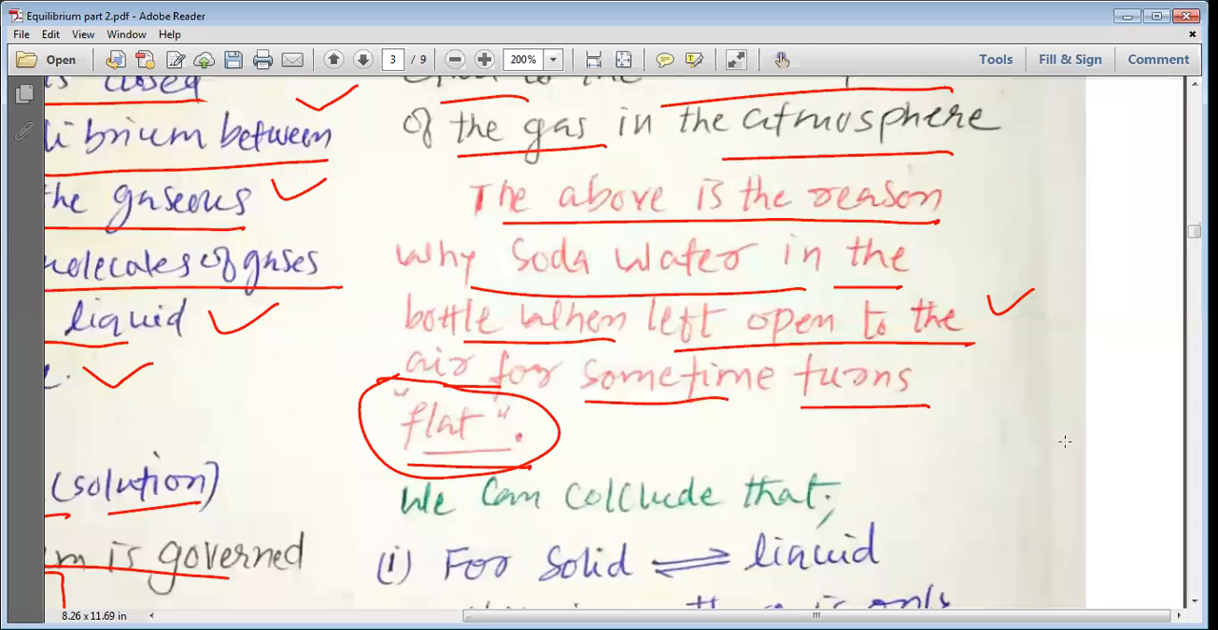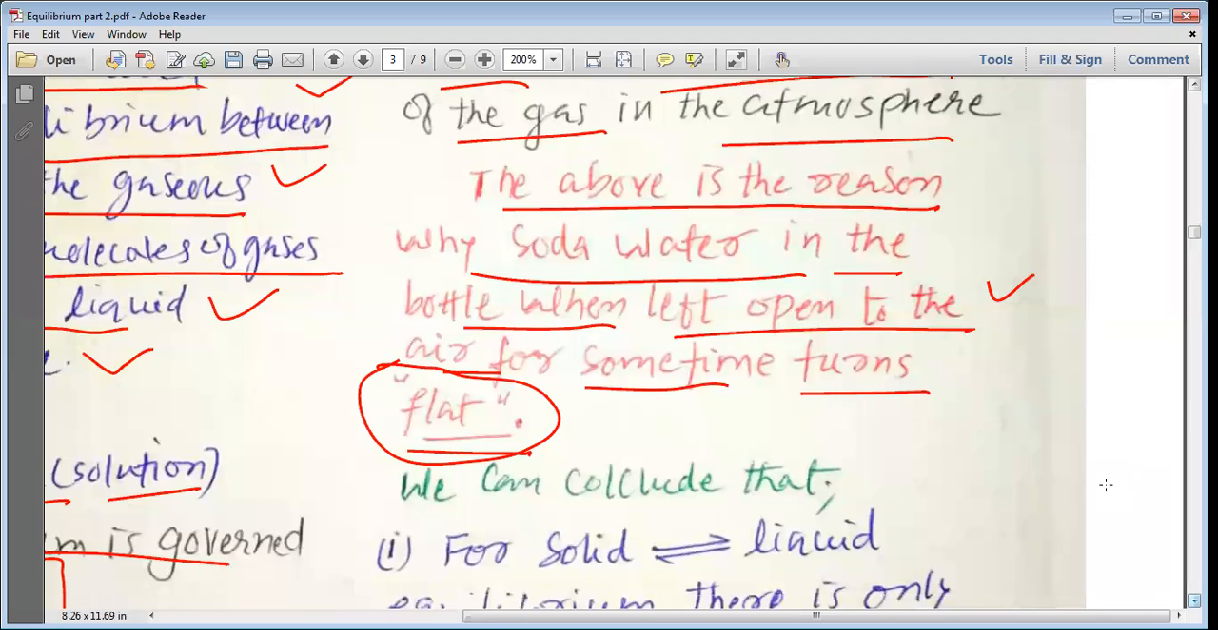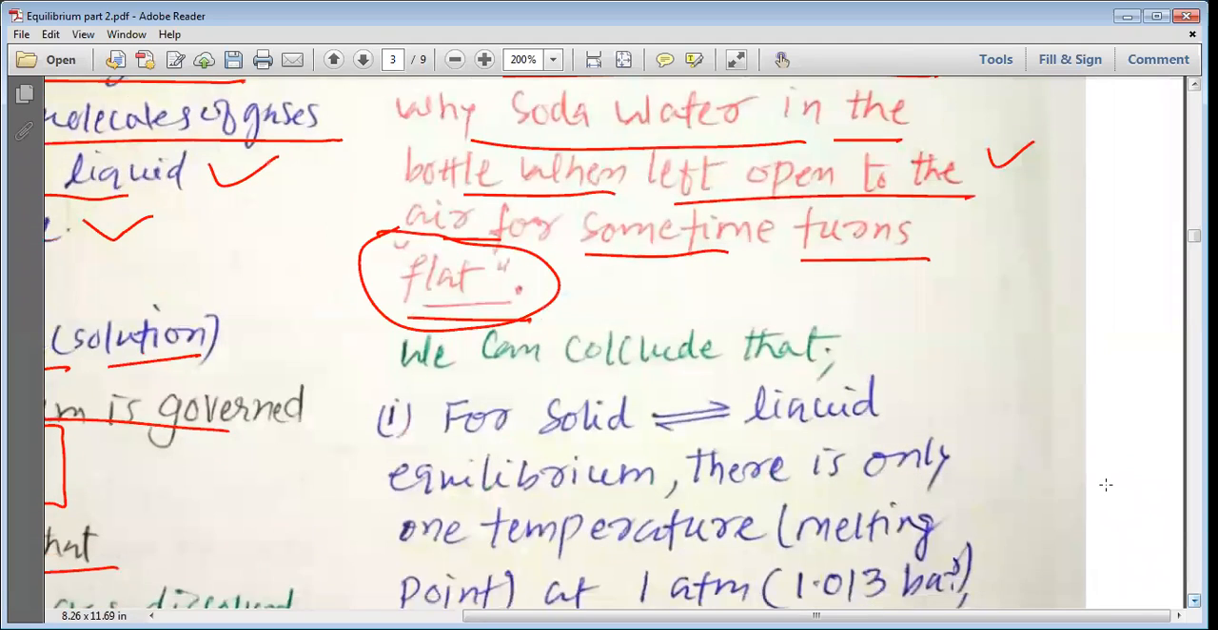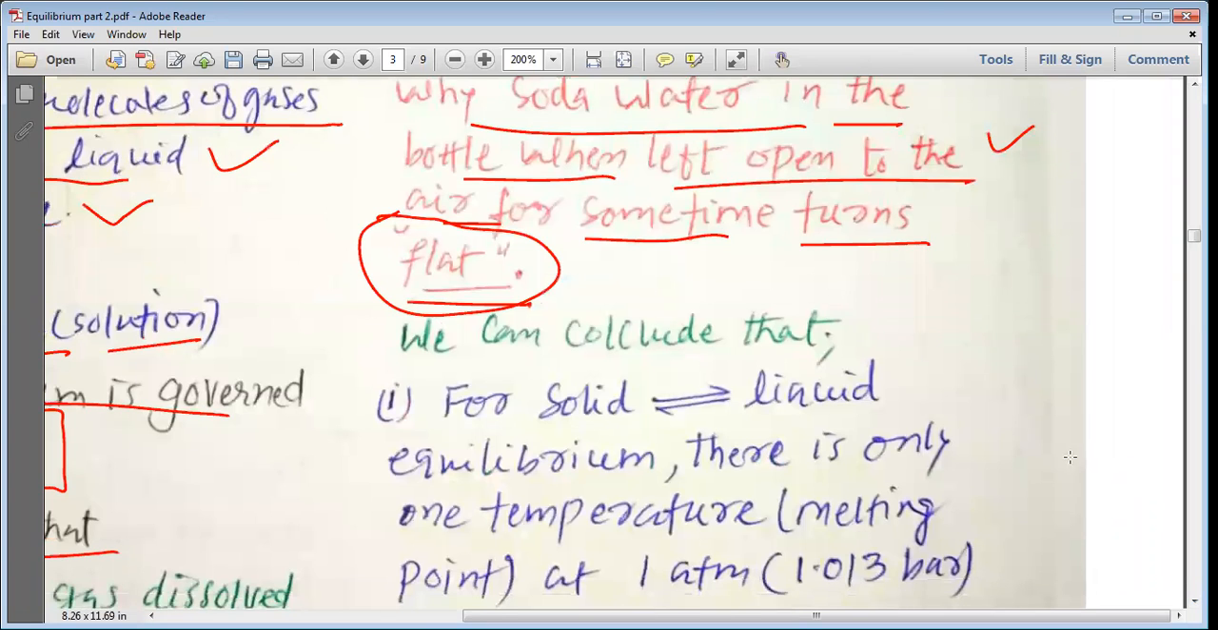So after some time we feel that the amount of carbon dioxide dissolved into the soda water has been decreased, and the water becomes flat. Flat means like water only. We don't feel the soda inside it when we drink it. That is why we have used the word flat.